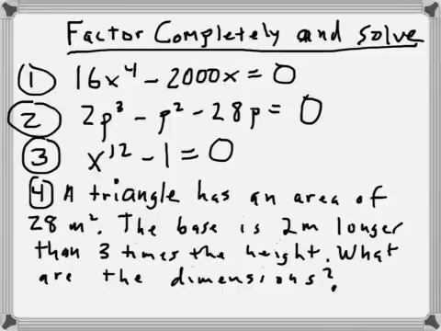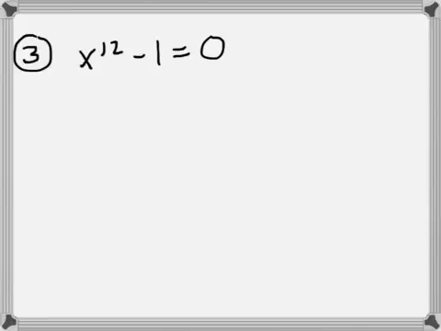Deceivingly simple, this one. I say deceivingly simple. It looks simple, but let's see what happens with this one. So first thing I notice with this one is the 12 is to an even power. So this should be a difference of squares, because it's something squared minus something squared, right? We had that a squared minus b squared is going to be a plus b times a minus b.